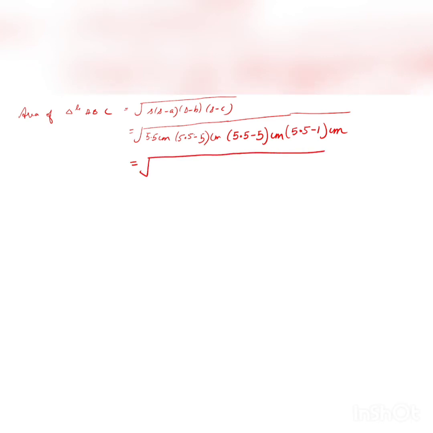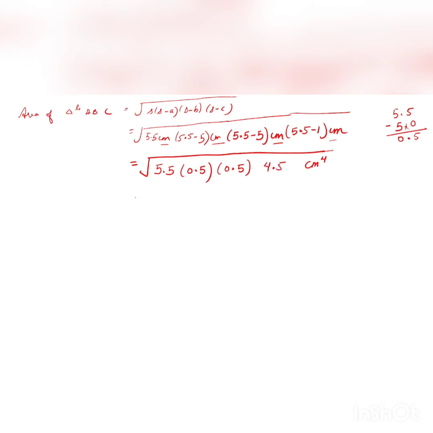Okay. So you can write this centimeter, centimeter, centimeter, centimeter as centimeter to the power 4. Clear? Now 5.5, keep it as it is. 5.5 minus 5 will give you 0.5. You do the subtraction here. 5.5 minus 5, so this becomes 5.0, it's understood that there's a 0 here. Clear with this? Into again 0.5, and 5.5 minus 1 will give you 4.5.